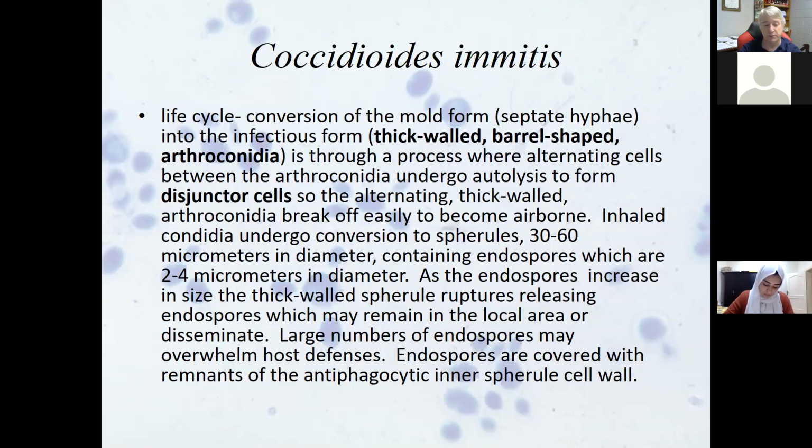A large number of endospores may overwhelm the host defense systems. These endospores are covered with remnants of the antiphagocytic inner spherule cell wall. So what are they going to do? They're going to avoid the immune system because they have this covering and can't get attached for phagocytosis.